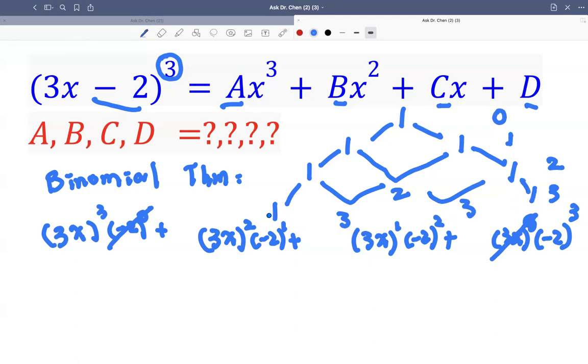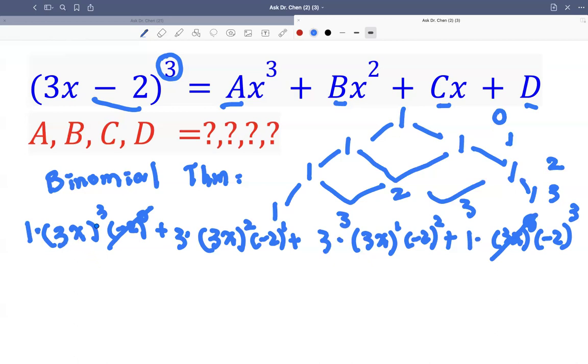So the coefficients of the 4 terms: for this one it is 1, for this one it is 3, for this one it is also 3, and for the last one it is 1. Now let's just clean up.